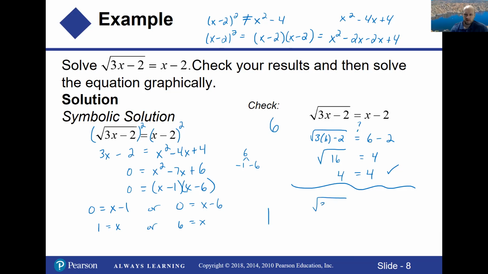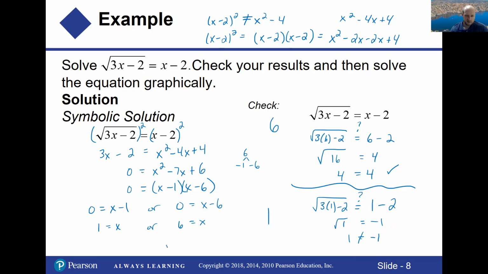So 3 times 1 minus 2, and then 1 minus 2. So 3 times 1 is 3, minus 2 is 1. So I have the square root of 1. Does that equal 1 minus 2, which is negative 1? Well, no, right? Let me put that question mark in there. 1 is not equal to negative 1. So 1 is an extraneous solution.